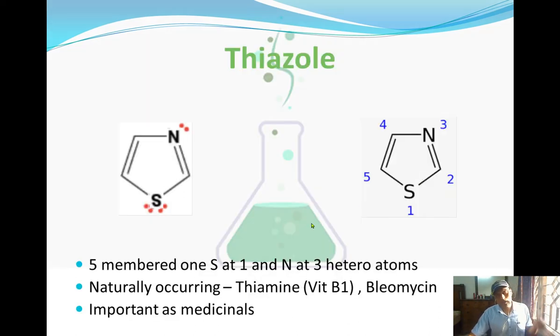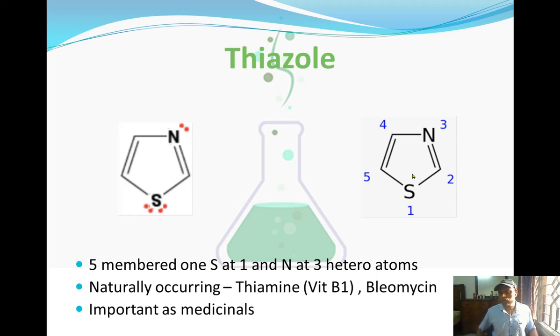As you can see on the screen, thiazole is a 5-membered unsaturated heterocyclic compound with two different heteroatoms. One heteroatom is sulfur, the other is nitrogen. Sulfur is numbered at position 1, and nitrogen is at position 3, and numbering starts from sulfur, not the nitrogen. This is because of the IUPAC nomenclature rule.